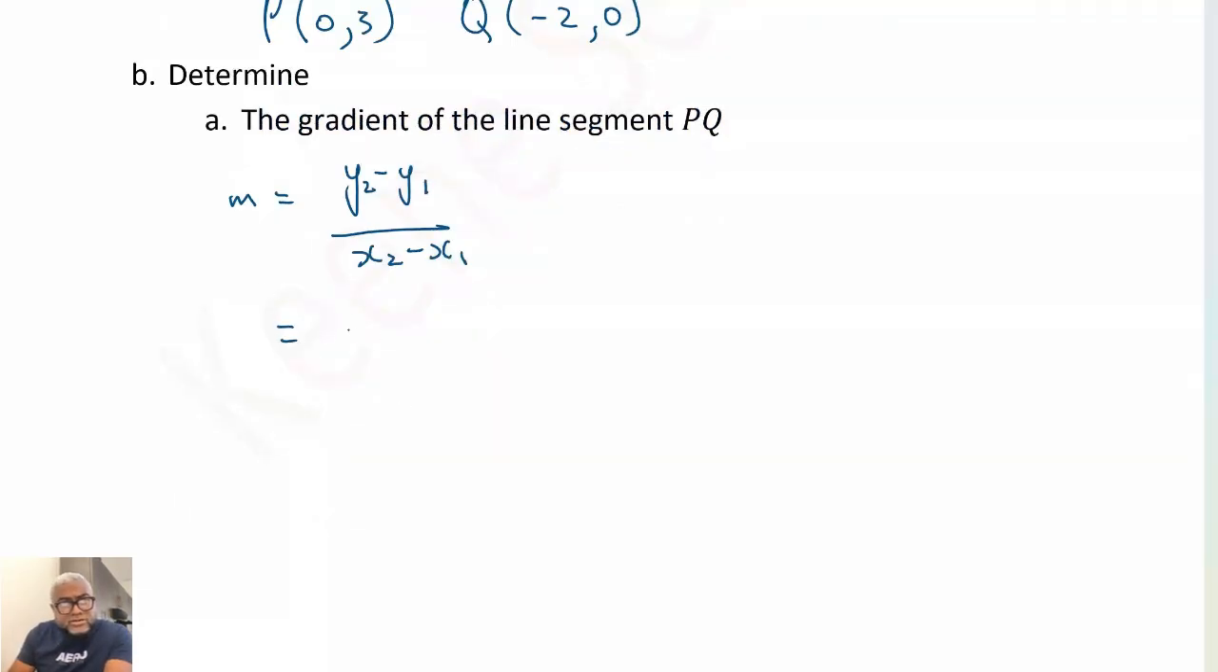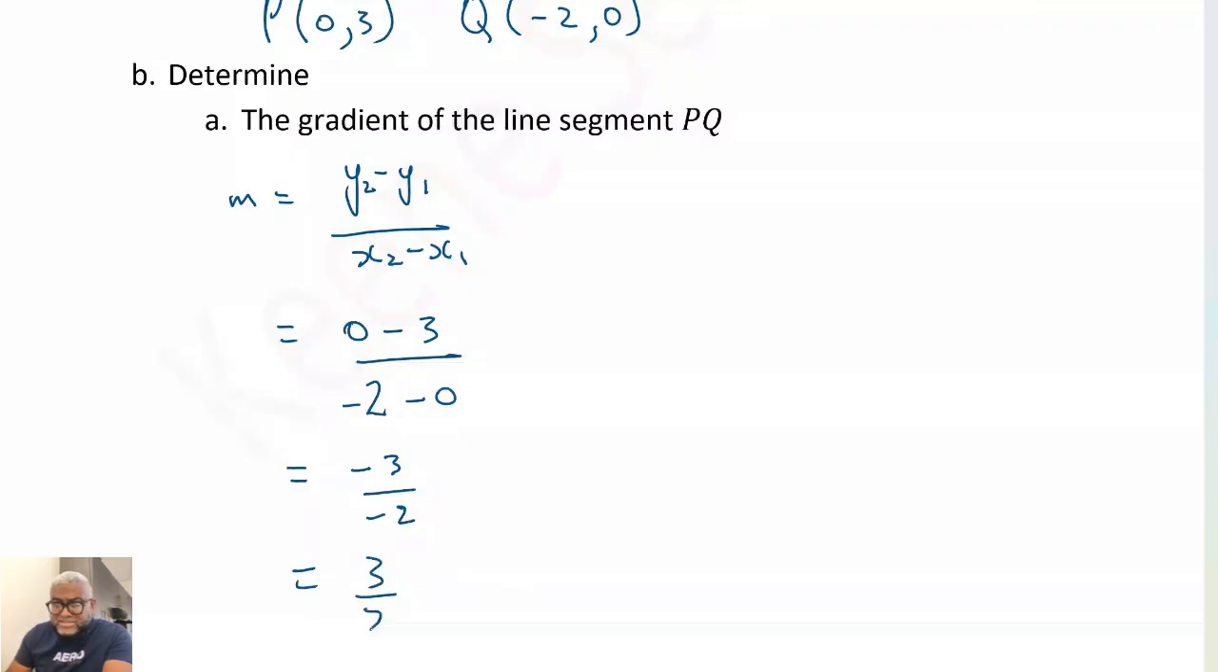y2 is 0. 0 minus 3, over what's x2? Negative 2. Subtract minus 0. So this will be what? Negative 3 over negative 2, which will be positive 3 over 2.